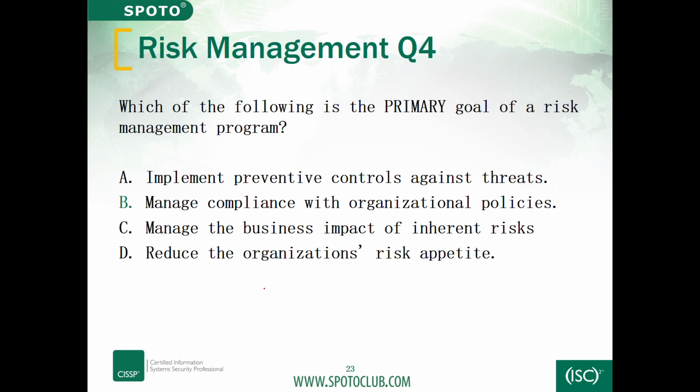The third one, manage the business impact of inherent risk. I think managing the business impact of risk is a good answer, but inherent risk is a part of risk, so it's not so comprehensive. B, manage compliance with organizational policies. Yes, it's also a good answer, but I think the first one is better. Implement preventive controls against threats. How can we do that? We should do threat modeling. So I think this is the goal of the risk management program.